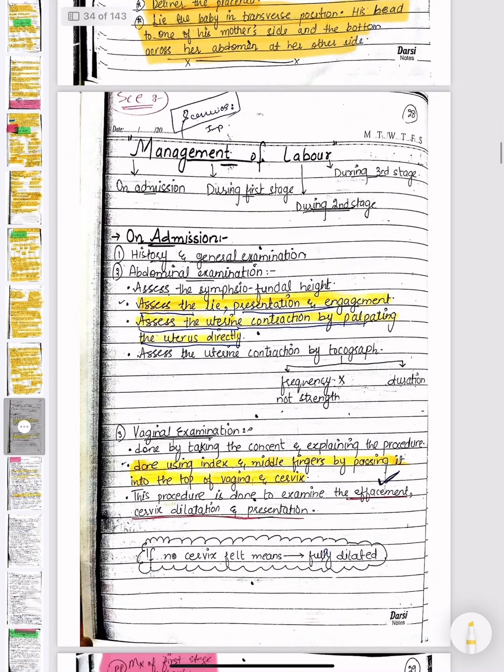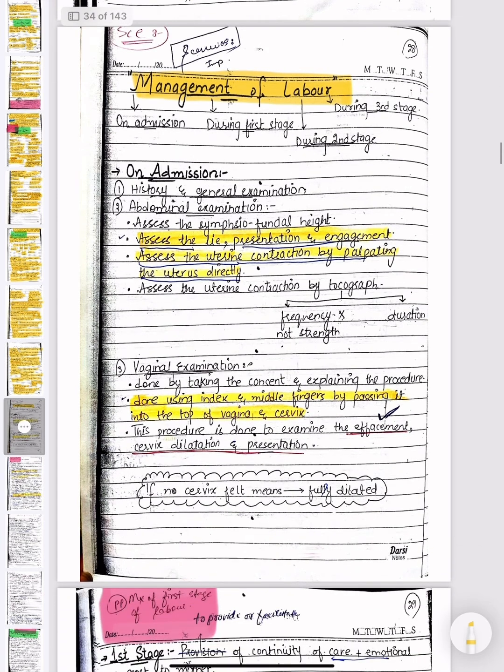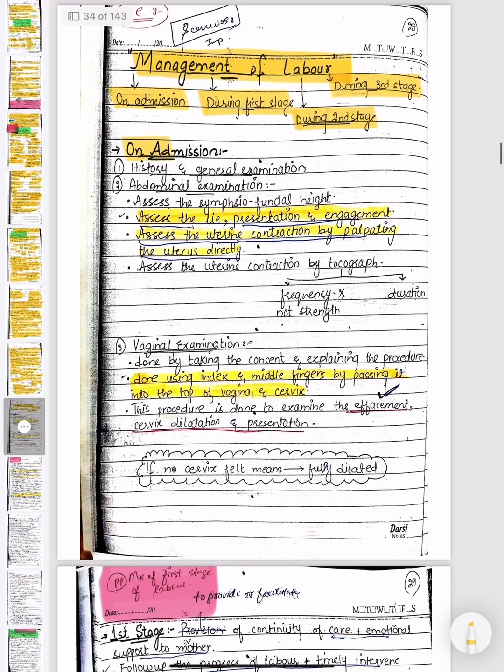Now, the management of labor is also a very important topic for the obstetric subject. So, management of labor: on admission, then during the first stage, then during the second stage, and during the third stage. On admission, first of all, the history of the patient is taken, and general examination is done, then the abdominal examination is done.